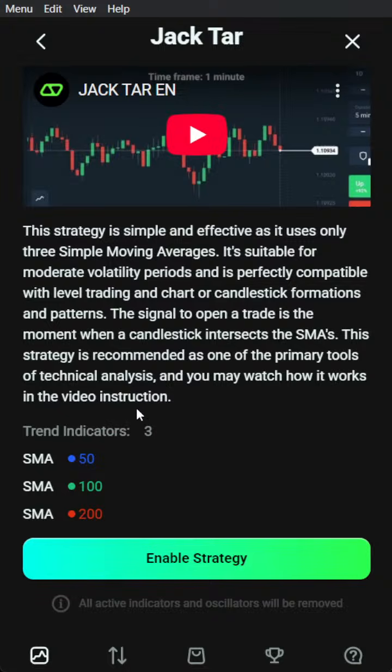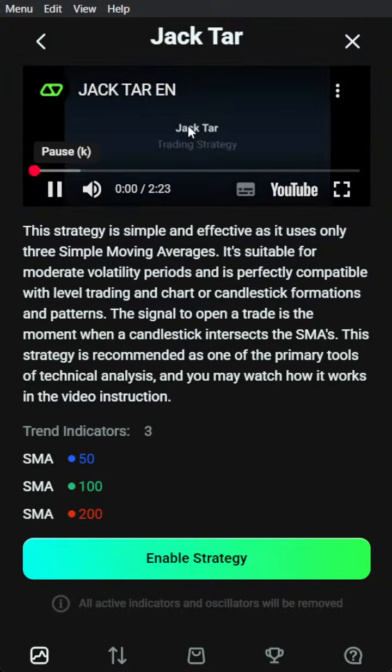This strategy is simple and effective as it uses only 3 SMAs. It's suitable for moderate volatility periods and is perfectly compatible with level trading and chart or candlestick formations and patterns. The signal to open a trade is the moment when the candlestick intersects the SMAs. This strategy is recommended as one of the primary tools of technical analysis. You may watch a video.